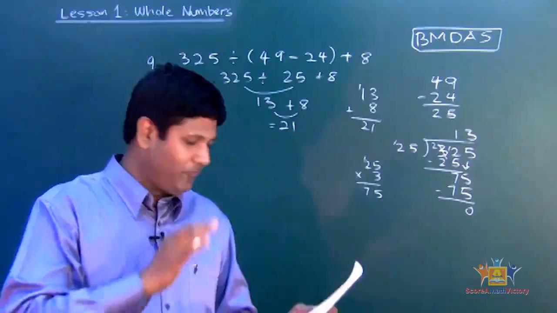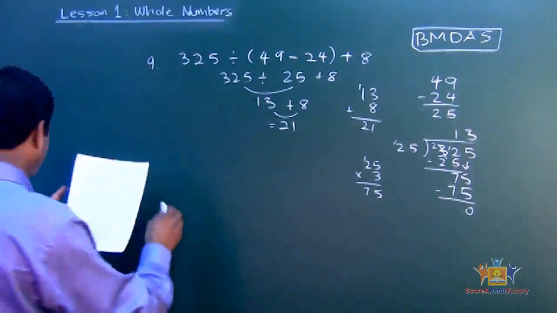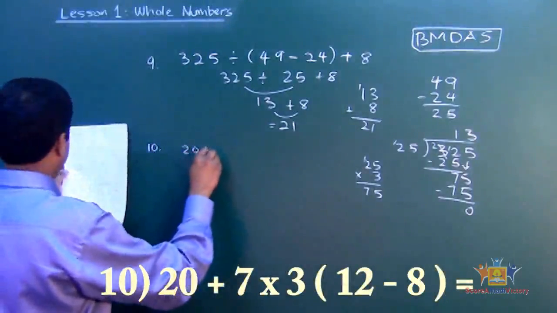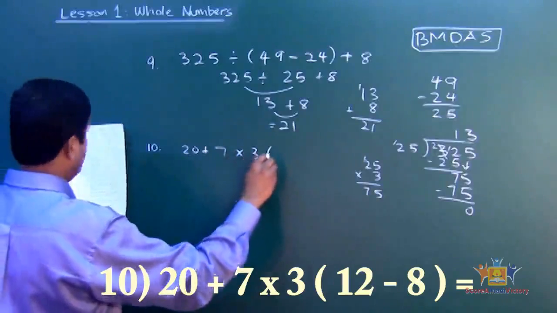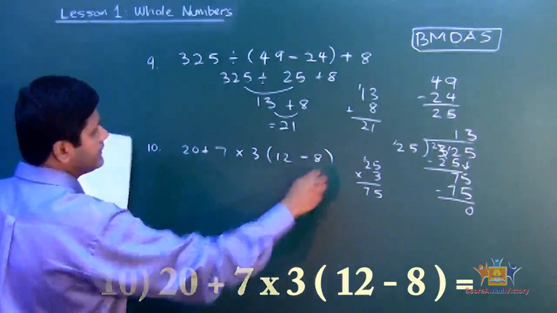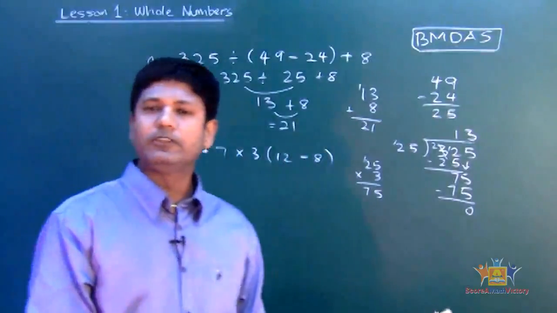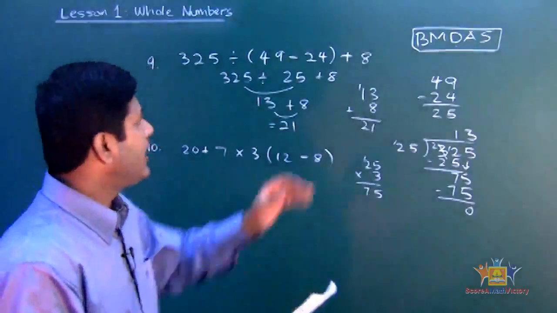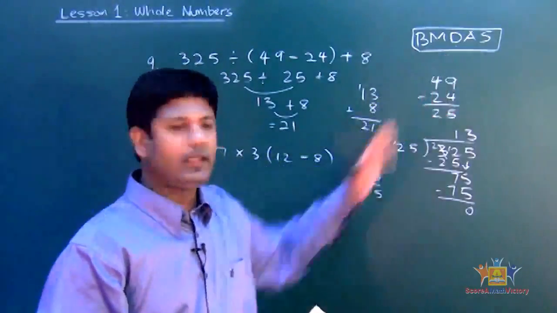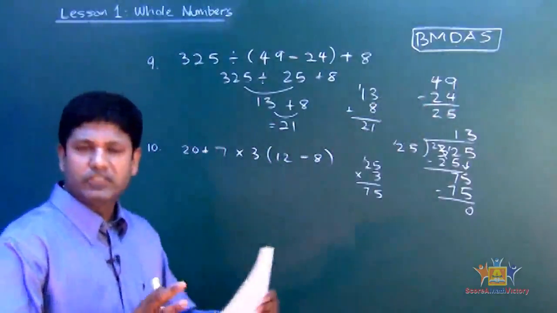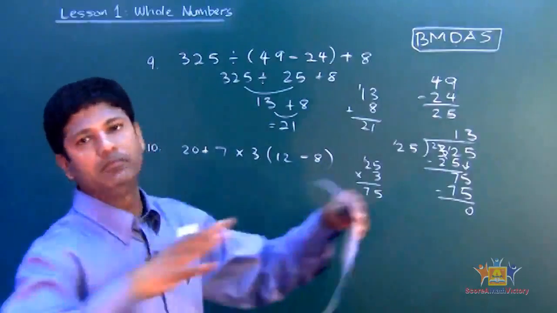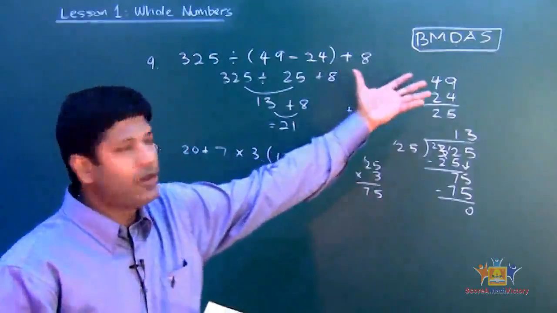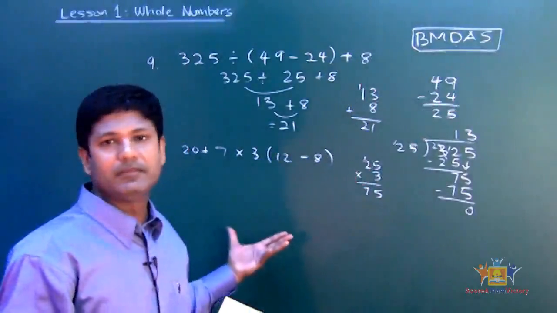Pretty easy, isn't it? Straightforward. All right, let's look at problem number 10. You're given 20 plus 7 times 3, 12 minus 8. Now pretty much everything that we were doing so far, it's actually the same pattern. It's just that Mr. Mac is playing with it, putting in a different combination. That's all it is. But if you obey that rule, you'll never make a mistake.